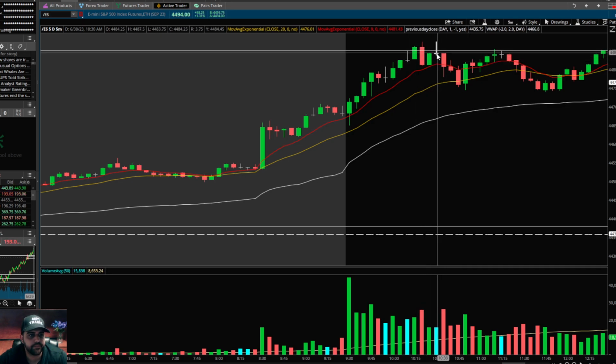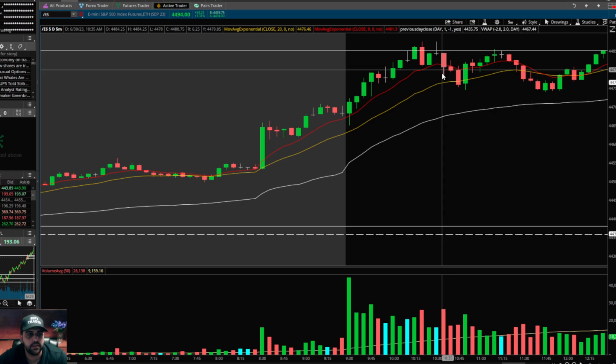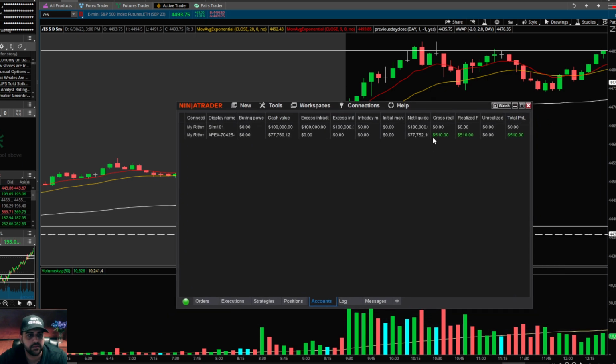So I entered the position here, and I rode it all the way down to this candle right here. And that was the second trade that I took, and it was a futures trade. You can see it's $510 for this move right here that we took.